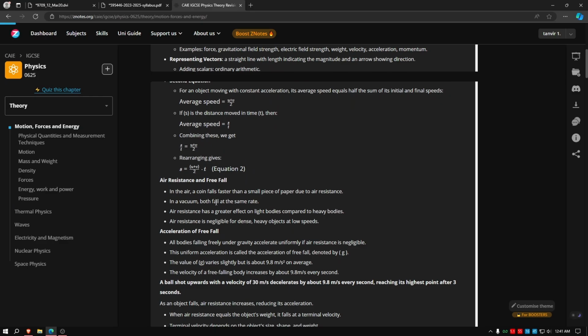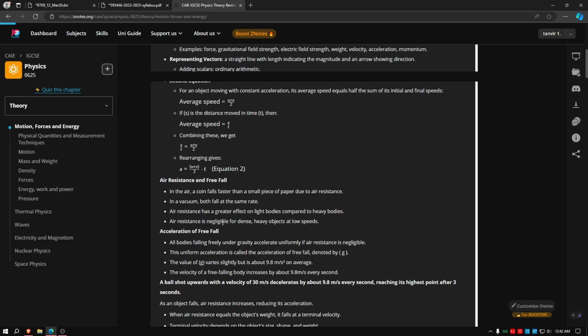In a vacuum, there is an experiment which shows the hammer and the feather falling at the same time. You can try to see that on YouTube if you want. Air resistance has a greater effect on light bodies compared to heavy bodies. So lighter objects will be affected by air resistance more. If you drop a light object from a plane, it will get pushed back a lot by air. But if you drop something very, very heavy, like something made out of metal, air resistance will not matter much.